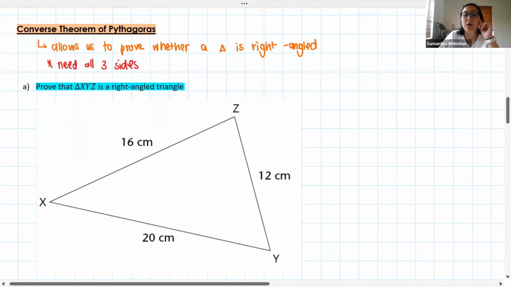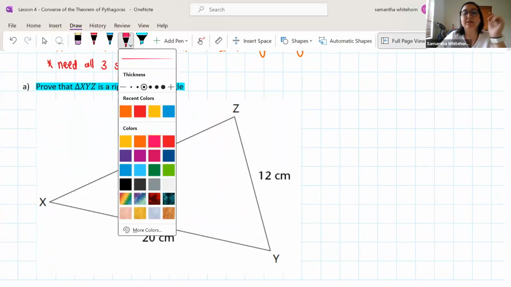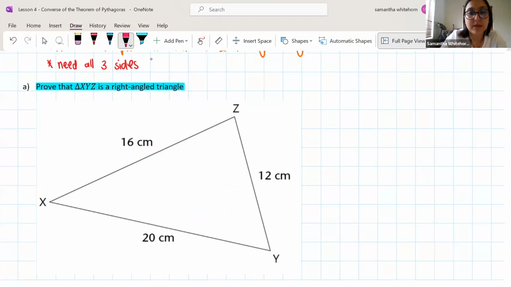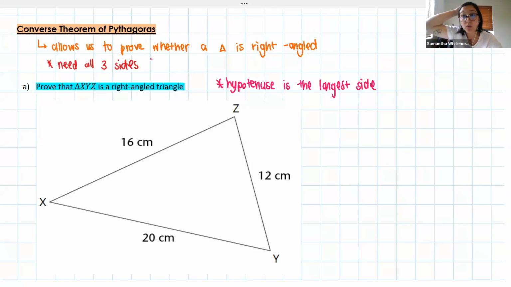All right, so what we need to do is identify our longest side in the triangle. The reason for that, remember, is that typically we know that our hypotenuse is the longest side. And now we need to identify it so that when we use the Pythagorean theorem, we know what we're substituting in where.